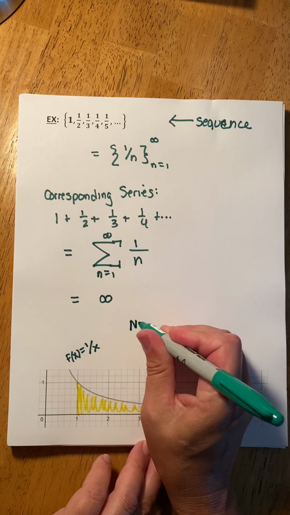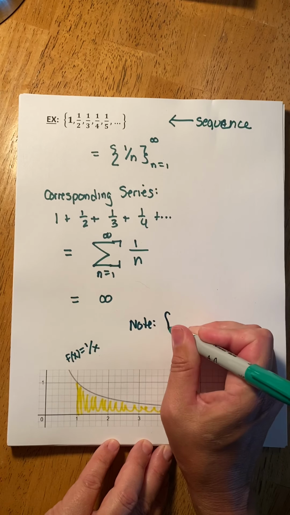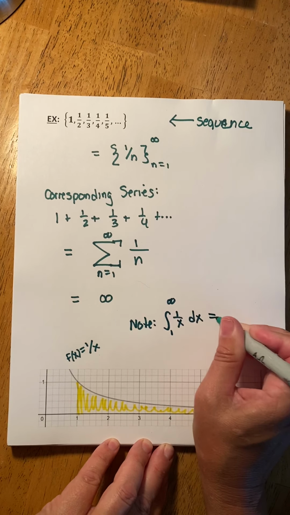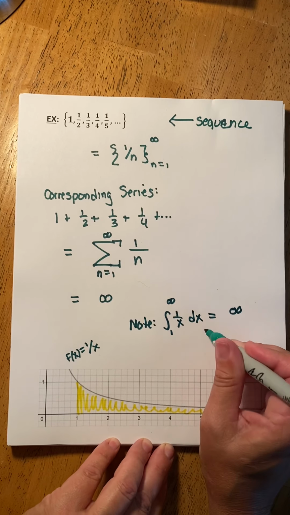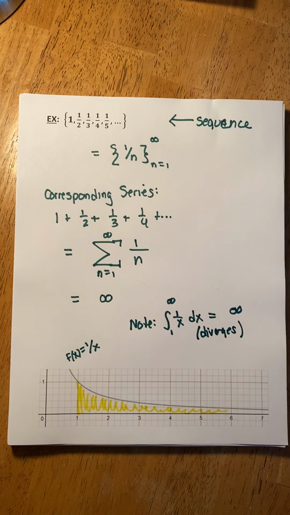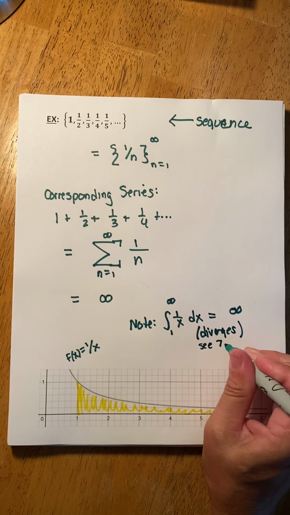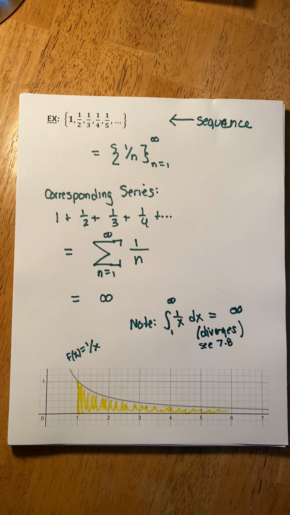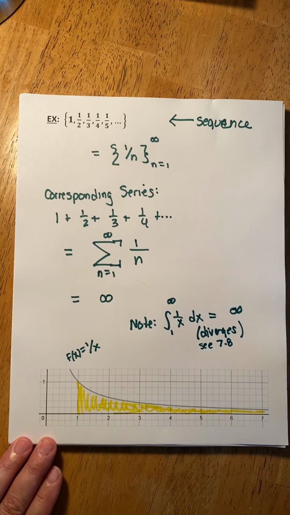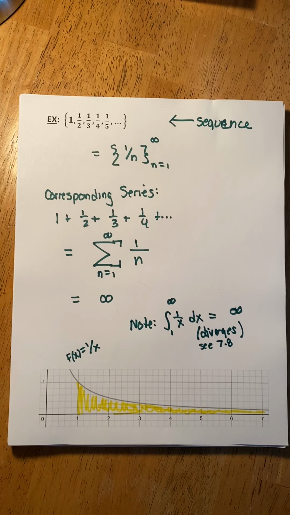So note, we integrate 1 over x from 1 to infinity. It equals infinity. It diverges. We covered that back in 7.8. So do you agree that this area, this yellow area, is infinite?